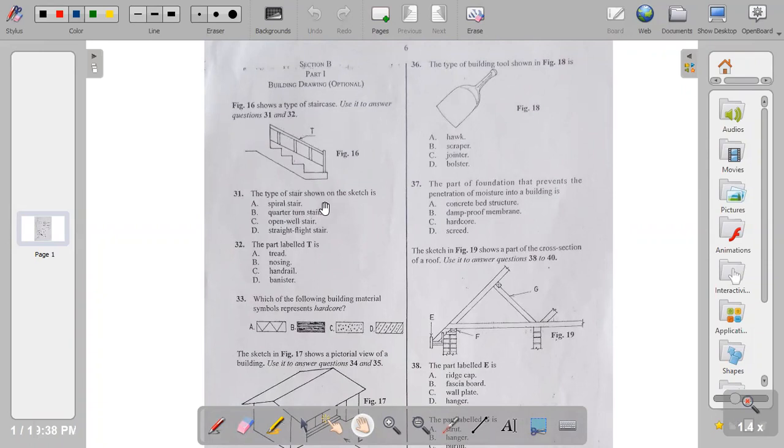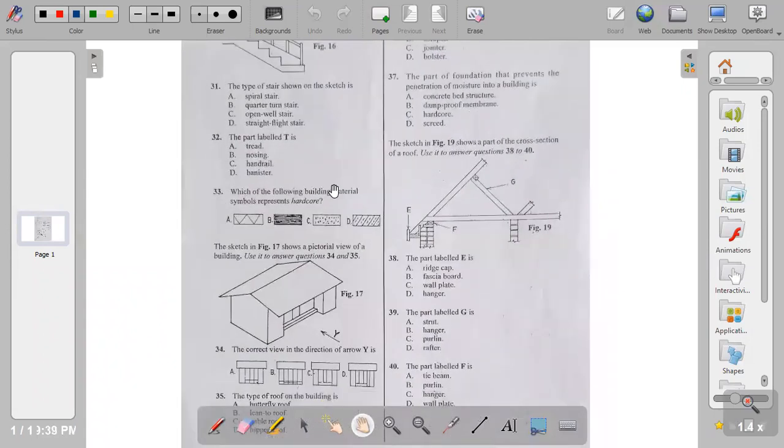The type of stair shown on the sketch is spiral, quarter turn, open well, straight flight stair. This type of stair is called a straight flight, just one flight. A straight flight is a single flight. So the answer to question 31 is D. Now the part labeled T is called the handrail. 32 is C.